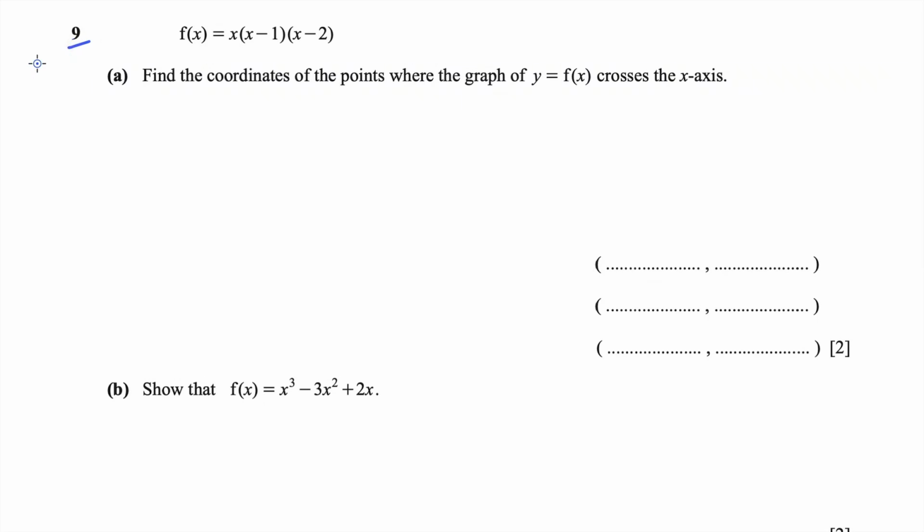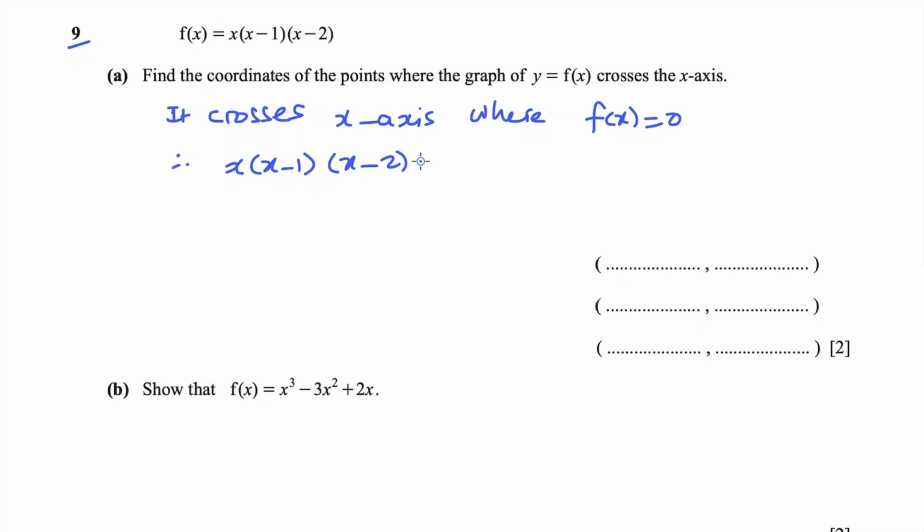So f of x is equal to x into x minus 1 into x minus 2. Find the coordinates of the points where the graph crosses the x-axis. So it crosses the x-axis where f of x is equal to 0. Therefore x into x minus 1 into x minus 2 is equal to 0. That implies the product is equal to 0. So either x is equal to 0 or x is equal to 1 or x is equal to 2, right?